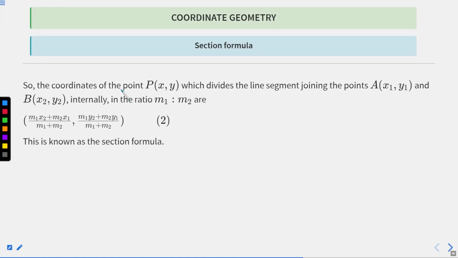So the coordinates of the point P, which is (x, y) and divides the line segment AB joining the points A (x1, y1) and B (x2, y2) internally in the ratio m1 is to m2, are ((m1 x2 plus m2 x1) divided by (m1 plus m2), (m1 y2 plus m2 y1) divided by (m1 plus m2)). Okay, and this is known as the section formula.